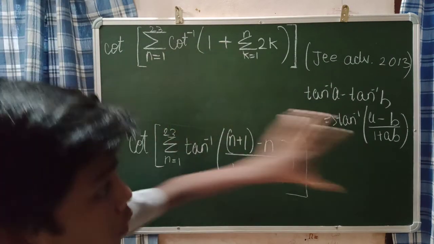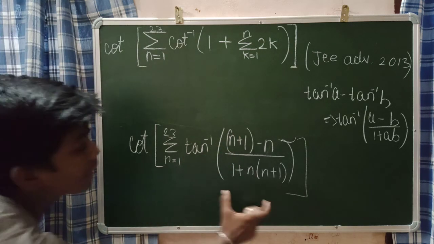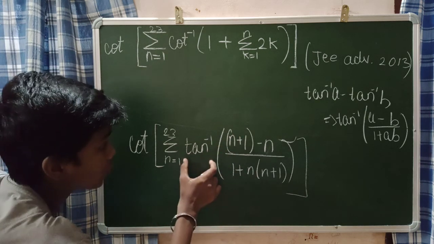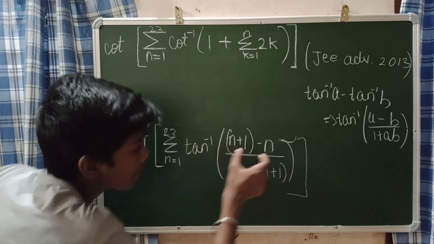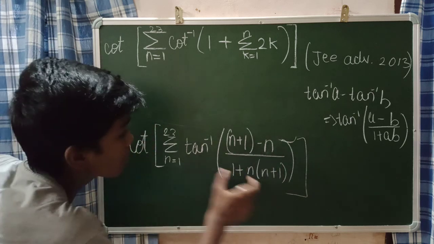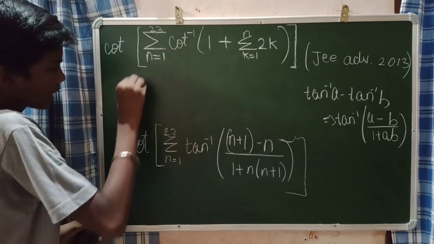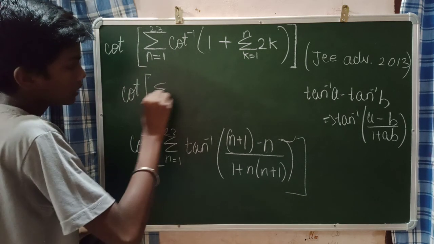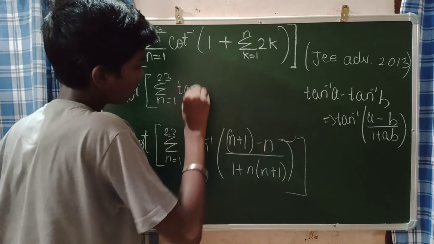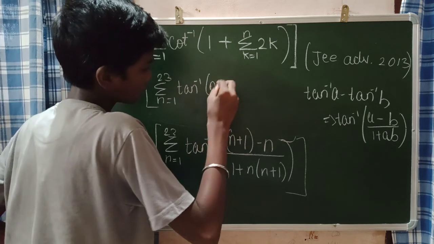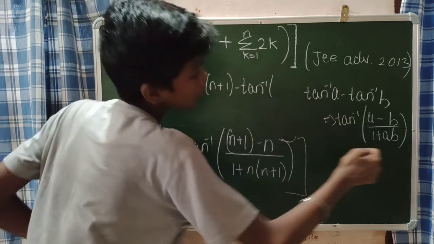So in order to use this particular formula only, I'm writing 1 as n plus 1 minus n. Because this particular expression looks like the form of tan inverse of A minus B divided by 1 plus AB. Correct now? Where A is n plus 1 and B is n. So as this looks like the form of tan inverse of A minus B divided by 1 plus AB, I can write the same expression as cot of summation from n is equal to 1 to 23 of tan inverse of n plus 1 minus tan inverse of n, just by using this particular formula.